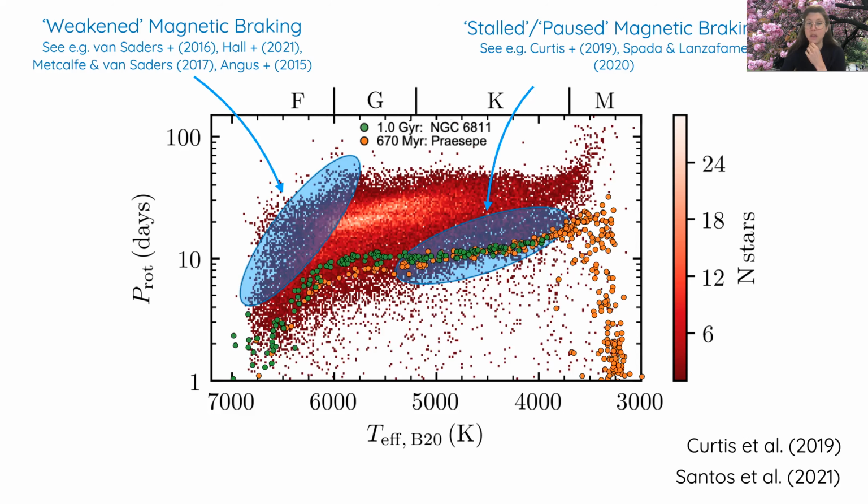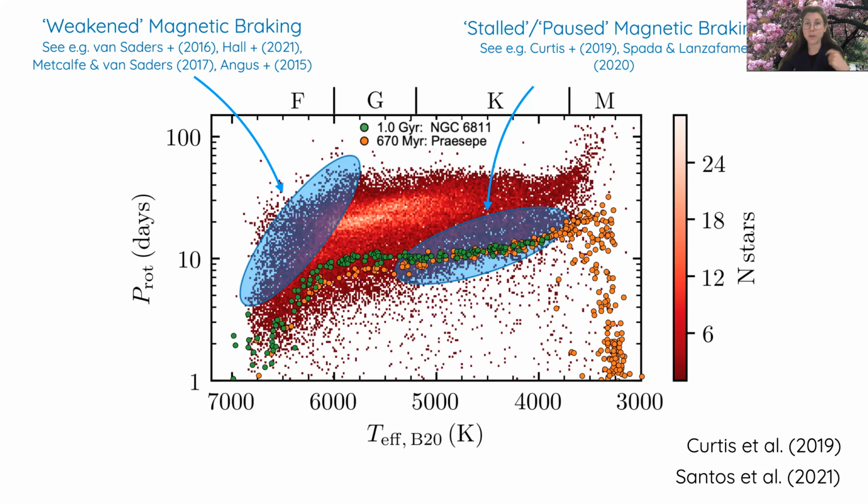So for example, these two clusters in orange and green, you can see the stalling phenomenon happening right around here, right in the K dwarfs, where these two clusters that are different ages, their rotational sequences are overlapping. And that is because K dwarfs are not spinning down as quickly as one would expect from simple stellar wind-driven magnetic braking. So that's a slightly different phenomenon.